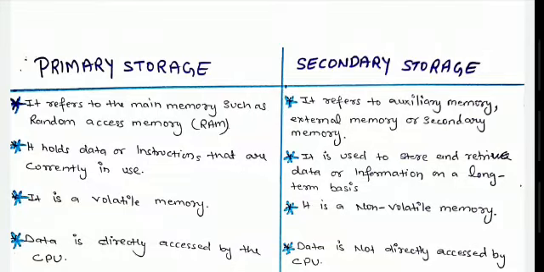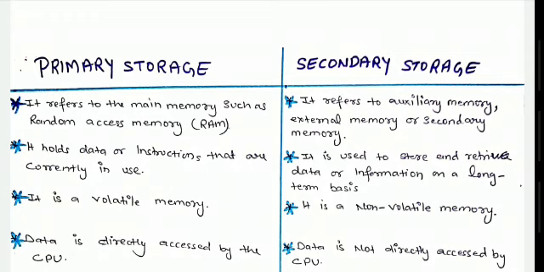Today we will discuss the difference between primary and secondary memory, and how a computer works. First, we discuss the differences between primary and secondary memory. These are the differences. Primary memory refers to the main memory, such as random access memory. Primary memory is also known as main memory, and main memory is also known as random access memory.